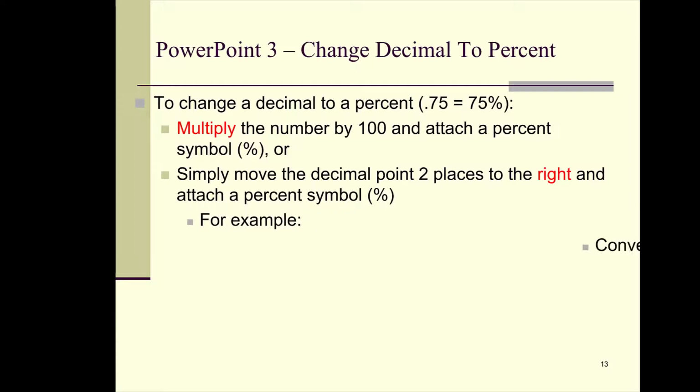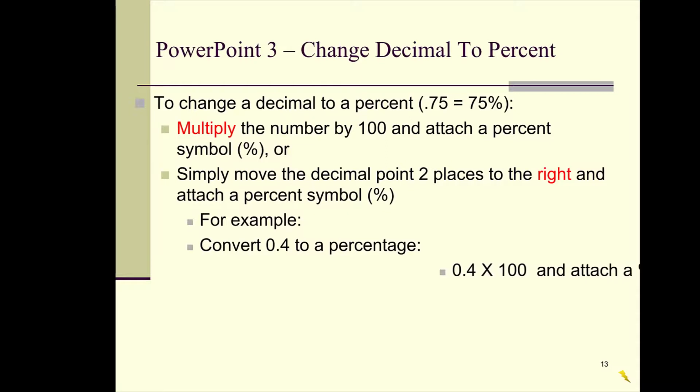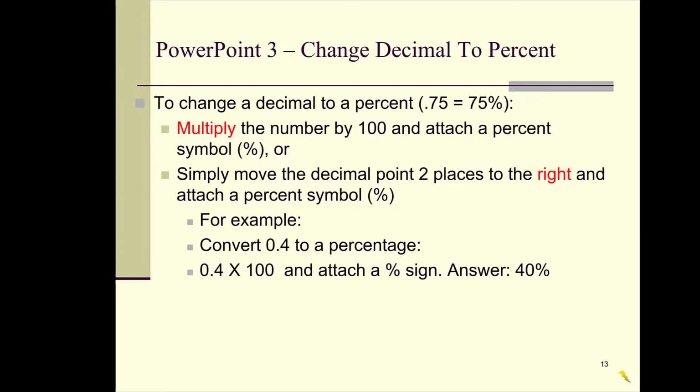We want to convert 0.4 to a percent. So you can multiply by 100 and attach a percent sign, and that gives you 40%. Or you could have just moved the decimal point 2 places to the right and attached a percent symbol.